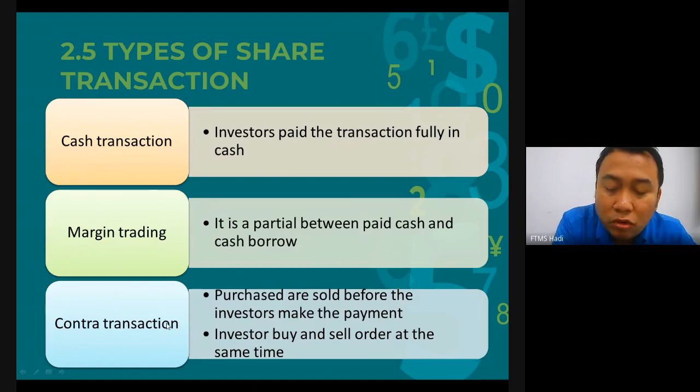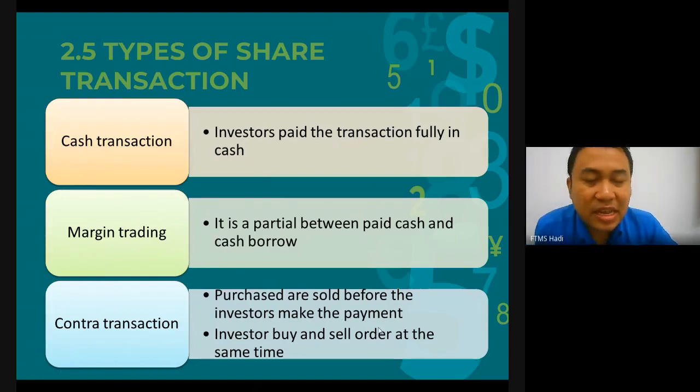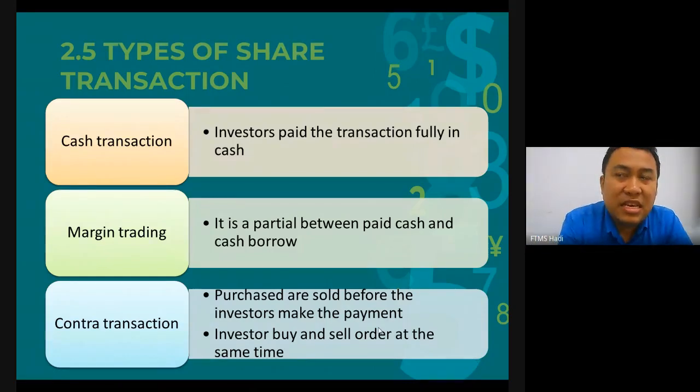And the third one, contra transaction: purchases are sold before the investor makes the payment. The investor buys and sells at the same time. In other words, the buying and selling is done simultaneously. For example, I bought a share for 1 ringgit and sold it for 1 ringgit 20 cents. So I'm not buying first and selling later. I just take the difference, 20 cents, straight away. Contra means you match the buying and selling price, and then you just take the profit. So that is a contra transaction.